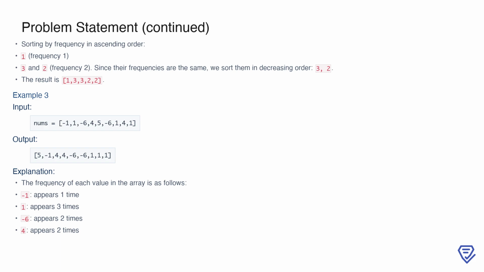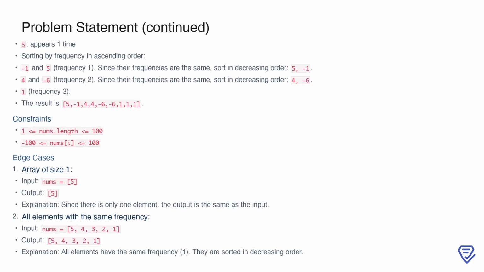In the third example, nums equals -1 1 -6 4 5 -6 1 4 1, the frequencies are as follows: -1 appears once, 1 appears 3 times, -6 appears twice, and 4 appears twice. Additionally, the value 5 appears once. Sorting by frequency, we handle ties by sorting in decreasing order of the values, ensuring the rules are consistently applied.